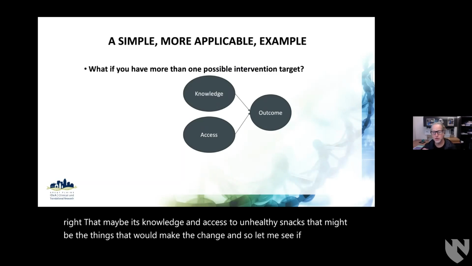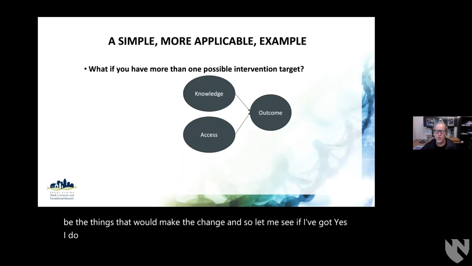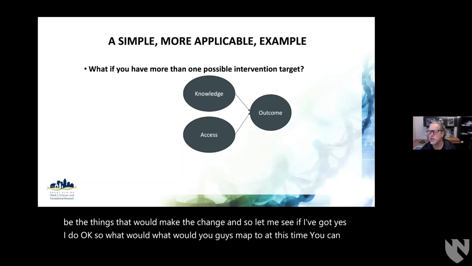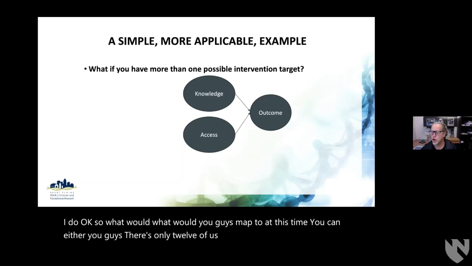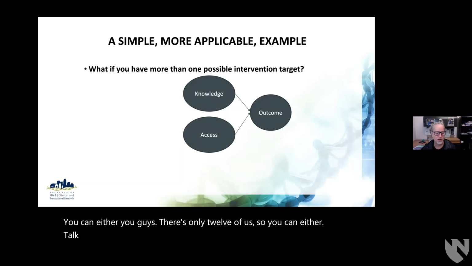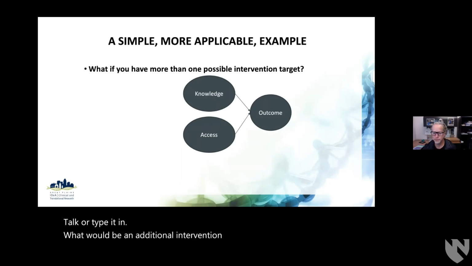And so let me see if I've got, yes, I do. Okay, so what would you guys map to at this time? There's only 12 of us, so you can either talk or type it in. What would be an additional intervention you'd put in there?